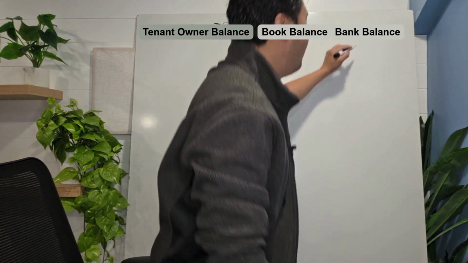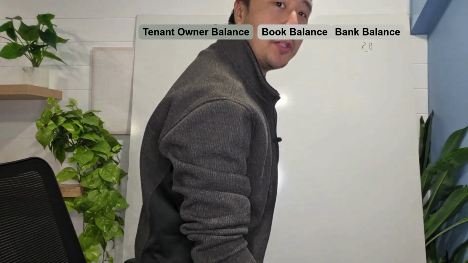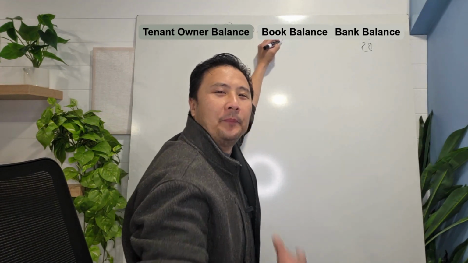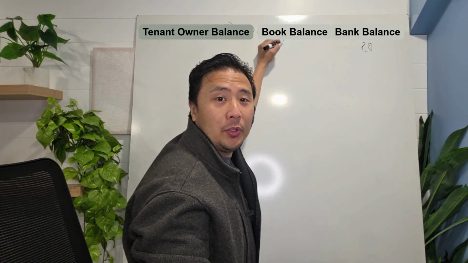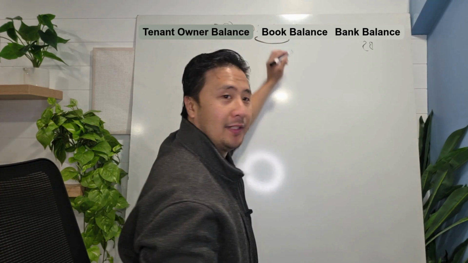So again, you're going to have the bank statements here. The book balance, this is where your Buildium, your Appfolio, your Rentvine, that's where it's housed. So you're already matching the two.